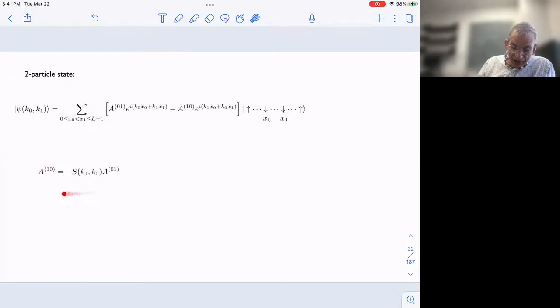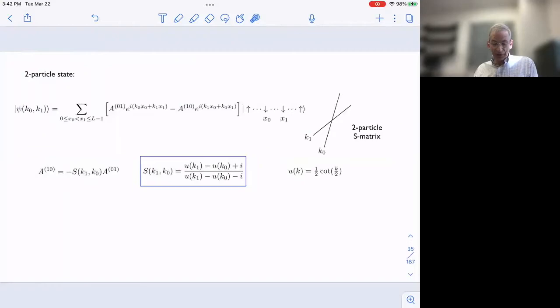So a10 is related to a01 in this way, where s is defined like this, and u is a function of k given by this. It's a little complicated, but it's a very explicit function. It's useful to think of this as a two-particle S matrix. Think of this as a space-time diagram, with space this way and time this way. You have these two particles moving in one dimension, but at some point they will cross, and then they'll keep going. This is a process in which the momenta don't change, but they pick up a phase given by this S matrix.